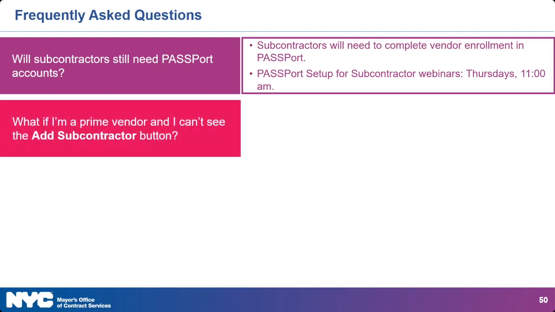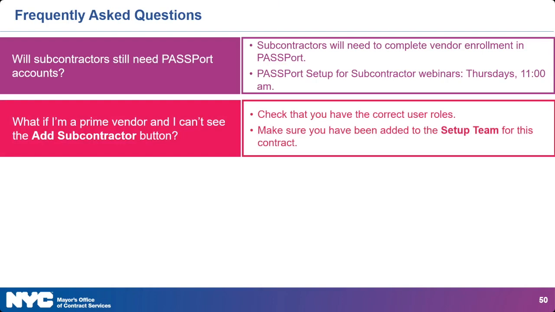I'm a Prime vendor and I'm unable to see the Add Subcontractor button. What should I do? Please make sure that you are listed as the organization's vendor admin, vendor financials level 1 or 2, or vendor's procurement level 1 or 2. Then make sure you are added to the setup team for this specific contract. If you aren't, contact your organization's vendor admin. If you're still having issues after these checks, contact your contracting agency or the MOCS service desk.